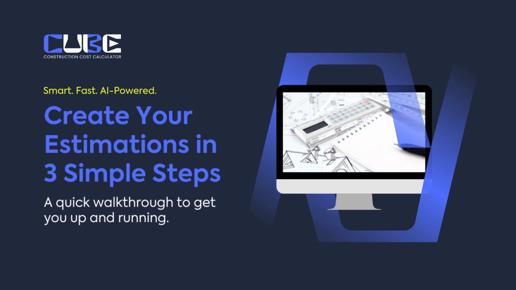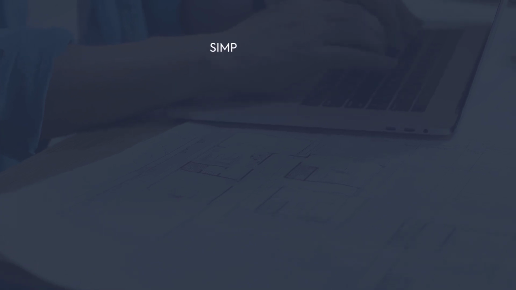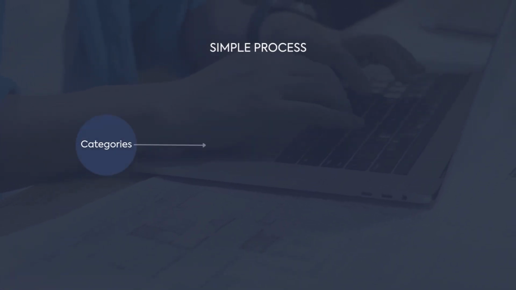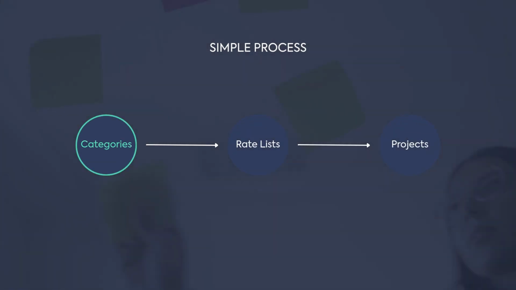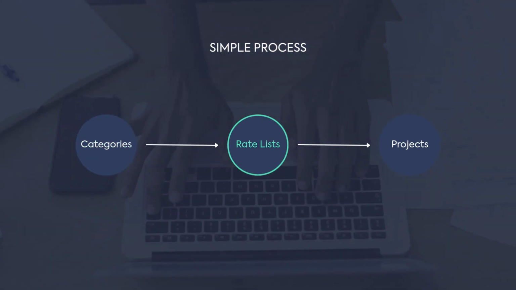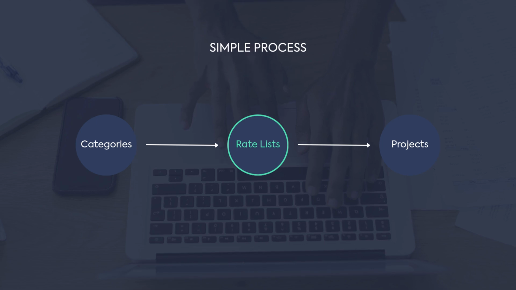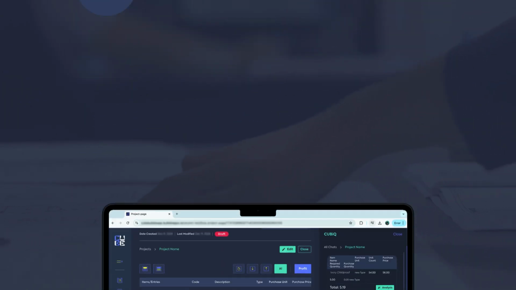In this quick walkthrough, I'll guide you through the main steps to build your first project. The process is simple, just 3 steps: categories, rate lists, and projects. Step 1. Create your categories like labor, materials, or equipment. Step 2. Build your rate list, where you'll input your cost items. Step 3. Create a project, assign your rate list, and start working.